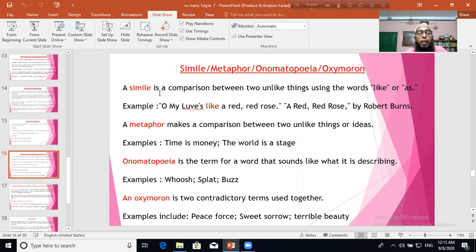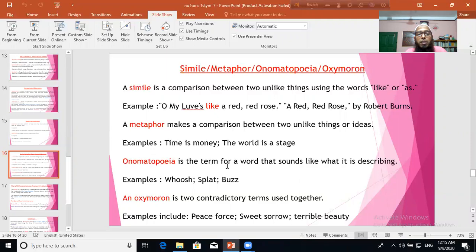A simile is a comparison between two unlike things, two different things. When we say one thing is like another, you use the word like or as here. For example, Oh, my love's like a red, red rose. So this is an example of simile, with the word like. A metaphor makes a comparison between two unlike things or ideas. Time is money, the world is a stage. Time is one thing, money is another thing. So when you say one thing is another, that is a metaphor. That is also a comparison.